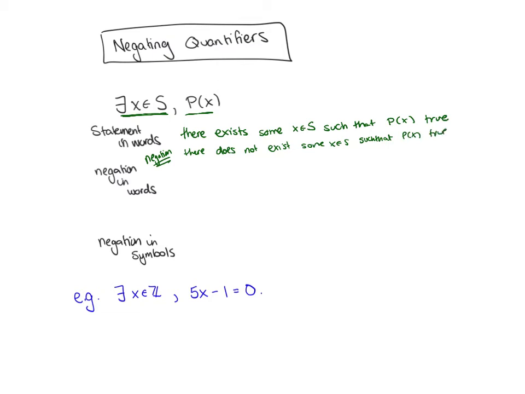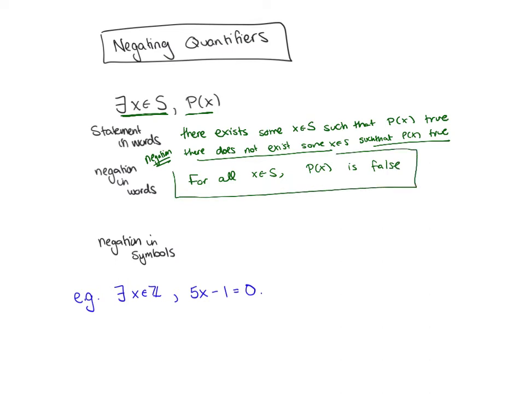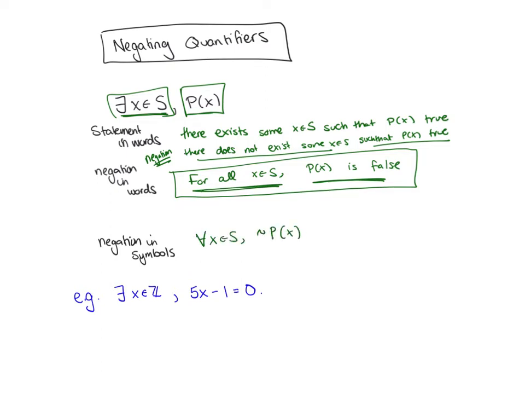But that's not a very good way to write it. Instead, I might want to write, there's none of them where this is true. Therefore, for all of them, it's false. So for all x in S, p of x is false. That's my nice negation in words. If it's not true that there's one where this statement is true, then for all of them, this statement must be false. So I can say for all x in S, not p of x, which really means that p of x is false.